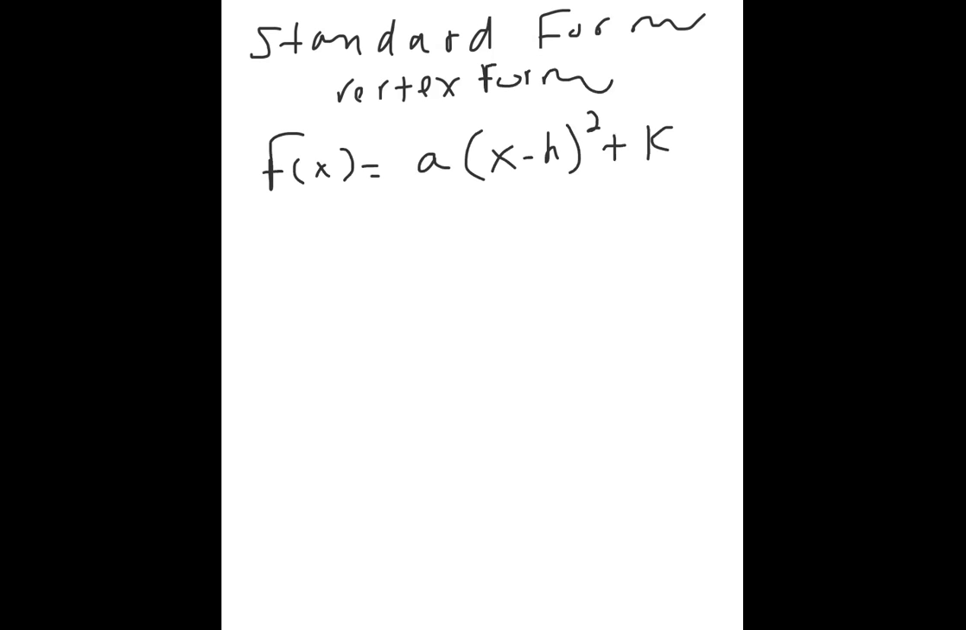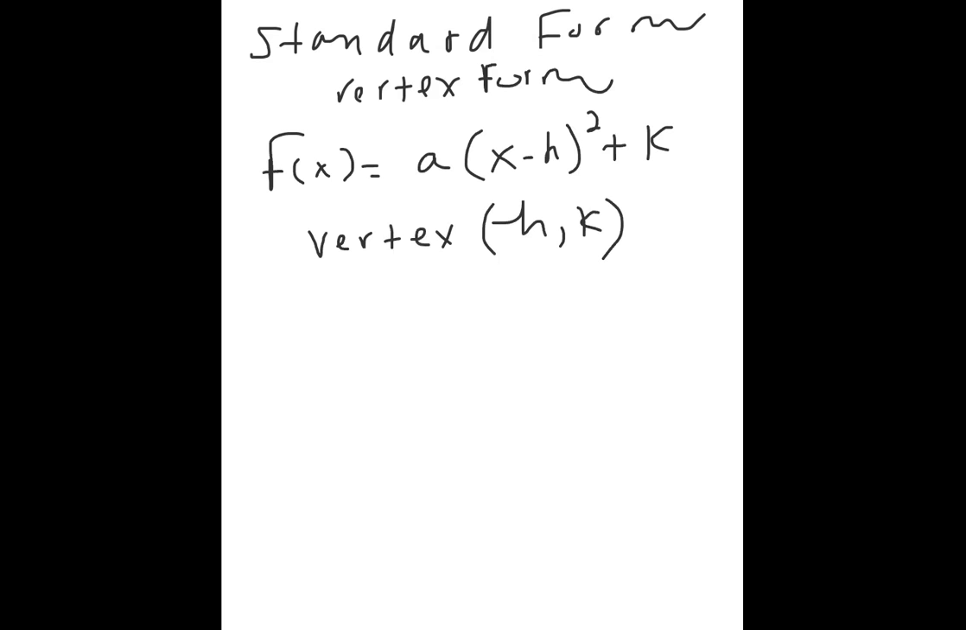Once it's in this form right here, you don't have to do any work to find the corner of the vertex. It's just h comma k. And guys, yes, it is that easy. You can essentially eyeball this and figure out the corner of the vertex without doing much work. How easy can it get?